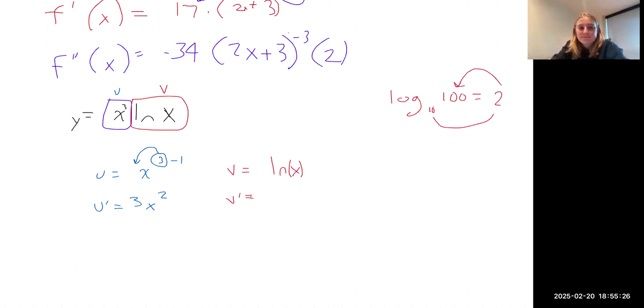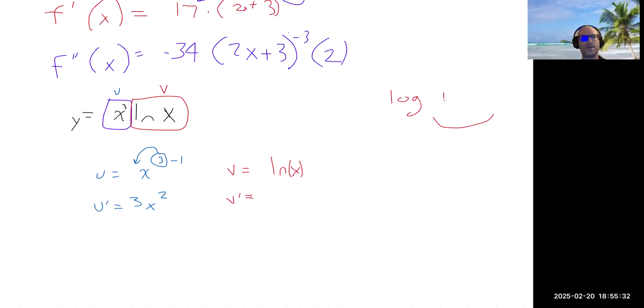And the natural log is simply, instead of this being a 10, it is 2.71, blah, blah, blah. It's that number e, Euler's constant. So that's what natural log means. So it's the natural log of x. And the way that we handle those is a little different. What we do is we take the derivative of the argument. So this argument of x, what's the derivative of it?